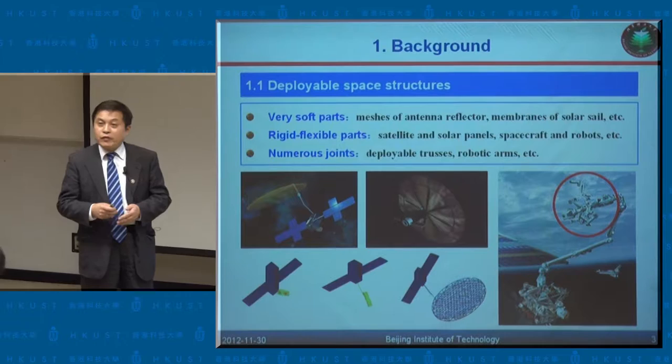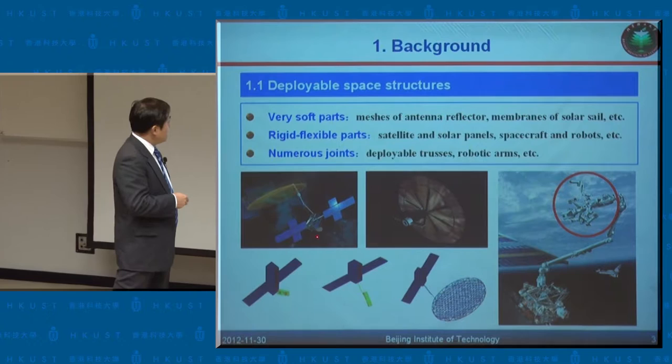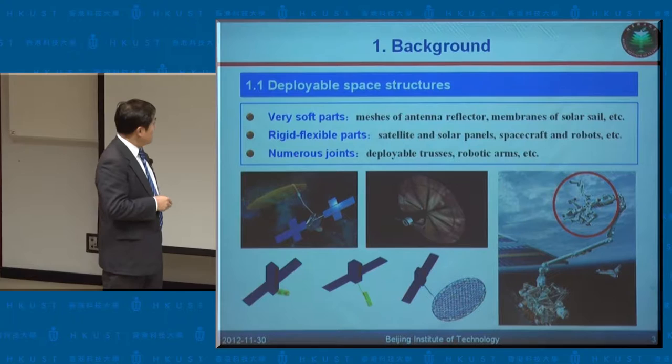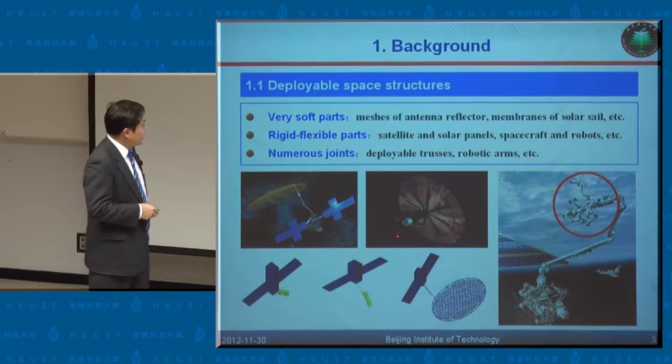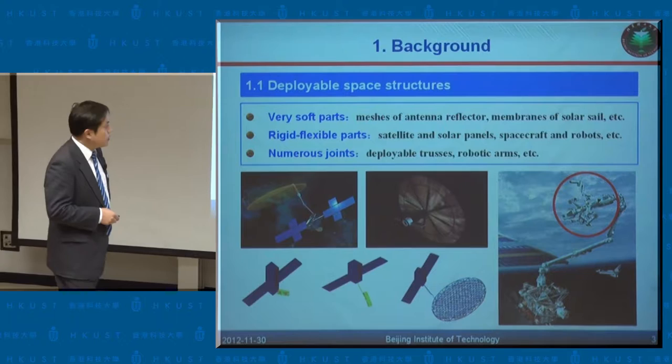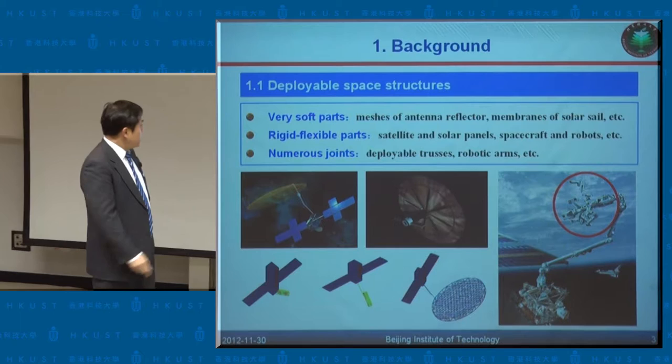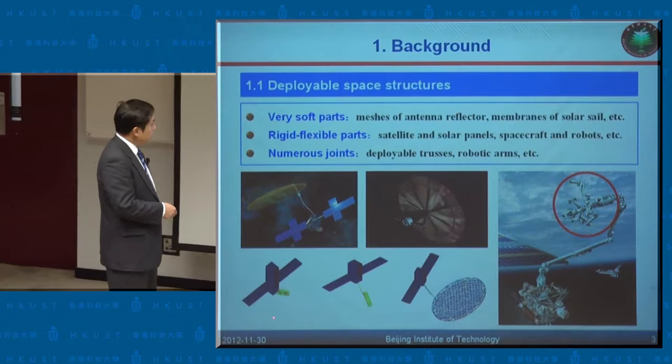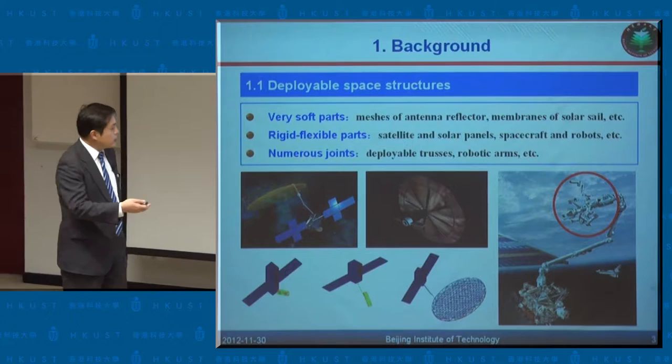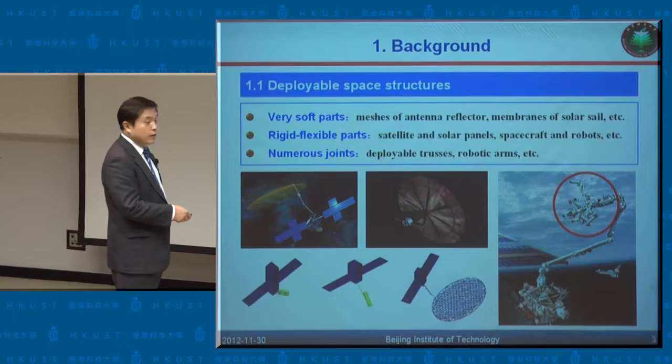For example, telecommunication based on satellites will need very large deployable antennas, and deep space exploration needs very large solar cells to drive the aircraft with very low energy. This is an example of the deployment process of the antenna. At the first stage, two robotic arms will stretch first, and then a centralized hoop truss will be deployed together with the antenna reflector made of very soft cables and mesh.